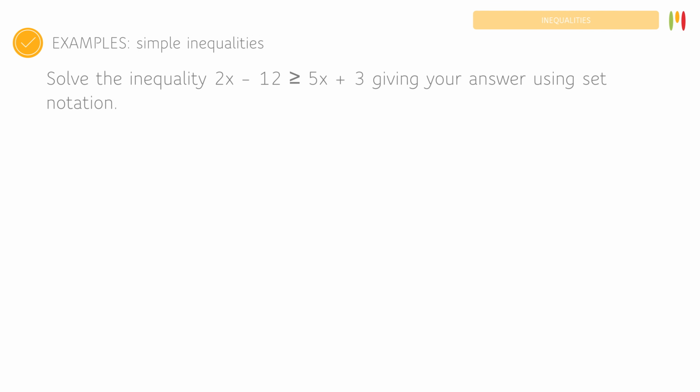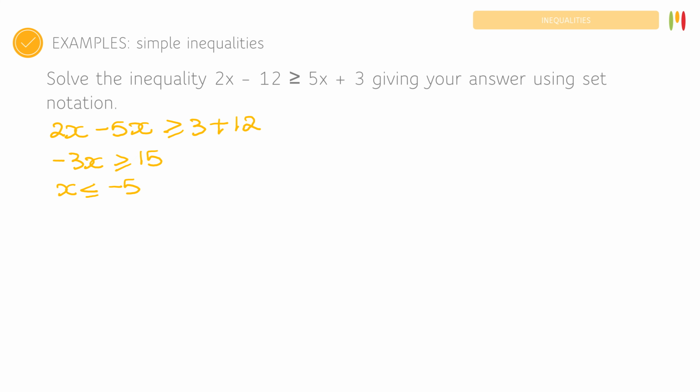To solve this question, we need to collect the x terms on one side of the inequality and the other numbers on the other side of the inequality. So we will have 2x minus 5x is greater than or equal to 3 plus 12. So this simplifies to minus 3x is greater than or equal to 15. Then we divide both sides by minus 3, and we remember to flip the inequality sign too. So we have x is less than or equal to minus 5.